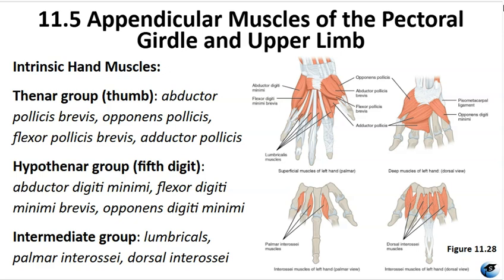The thenar group, including the abductor pollicis brevis, opponens pollicis, flexor pollicis brevis, and adductor pollicis, controls thumb motion. The hypothenar group, made up of the abductor digiti minimi, flexor digiti minimi brevis, and opponens digiti minimi, controls the 5th digit. The intermediate group consists of the lumbricals and the palmar and dorsal interossei, which allow fine motor control, such as finger abduction, adduction, and coordinated flexion at the knuckles.